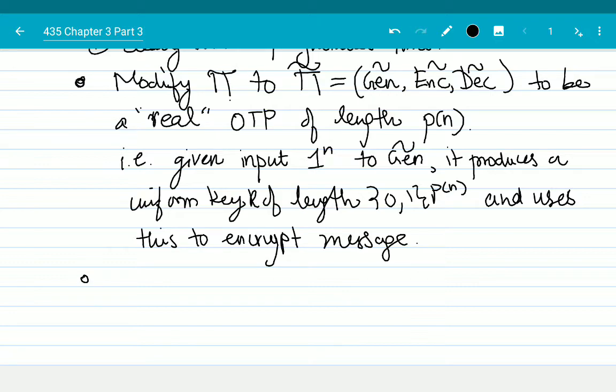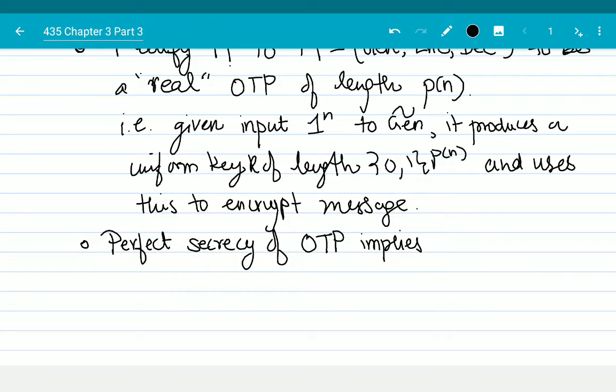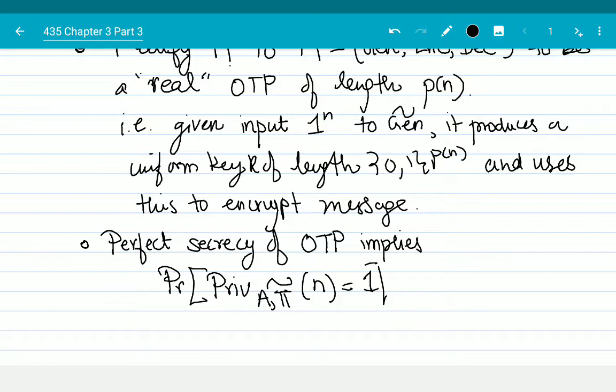Okay, in that case, perfect secrecy of the one-time pad implies that whatever I do, whatever my algorithm does, the probability that the private key encryption of A pi tilde of n is equal to 1 is equal to 1/2. Right?